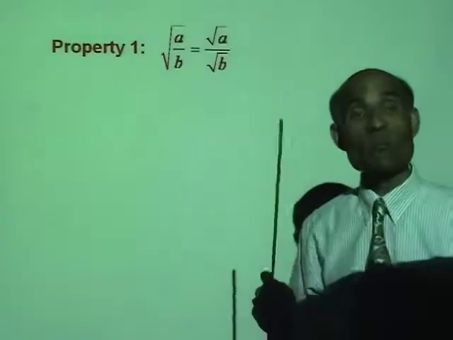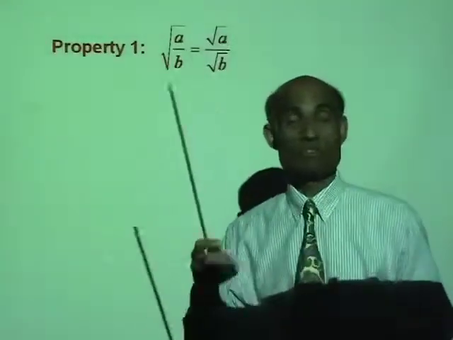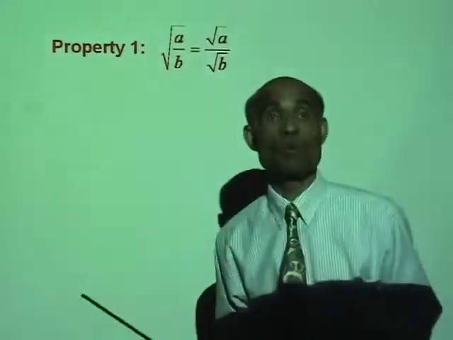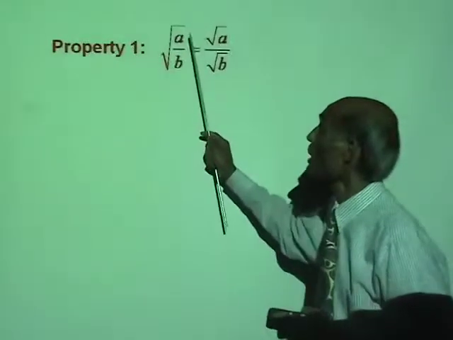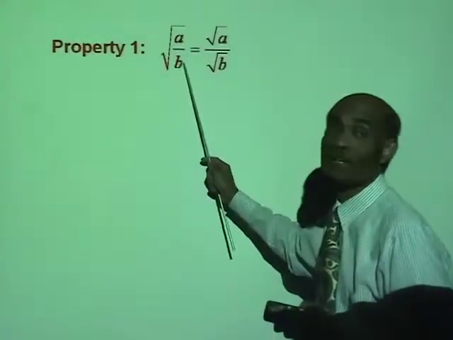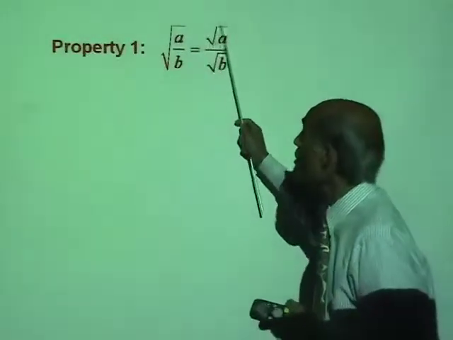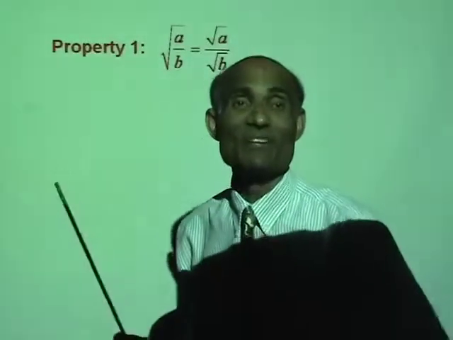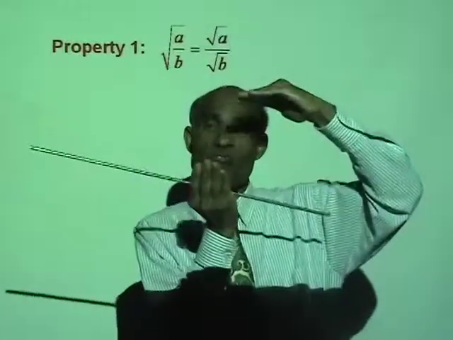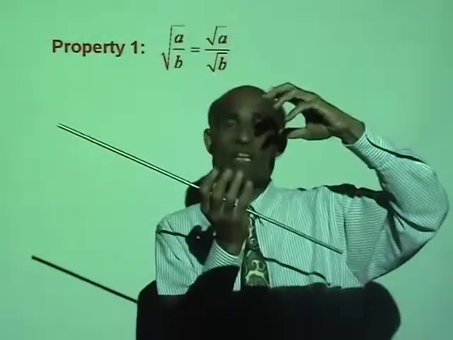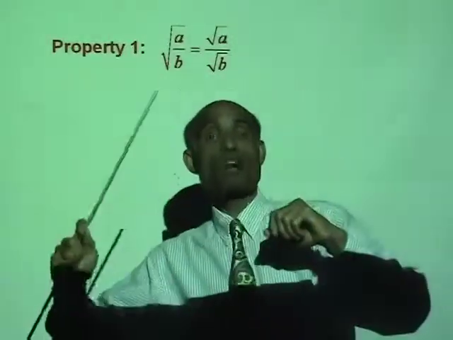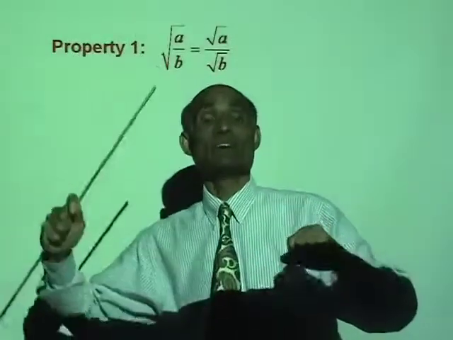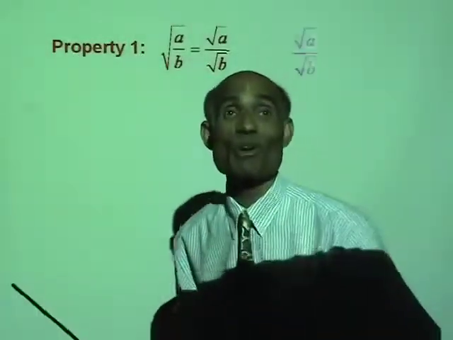Let's now look at an important property. This is something that we will use as we go on. The square root of a over b is the same as the square root of a divided by the square root of b. You see, the square root of a fraction, you can actually split it as the square root of the numerator divided by the square root of the denominator.